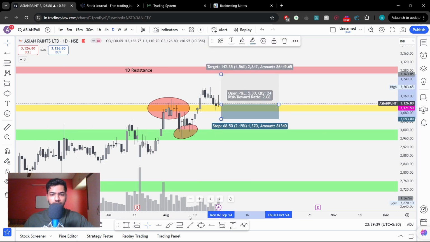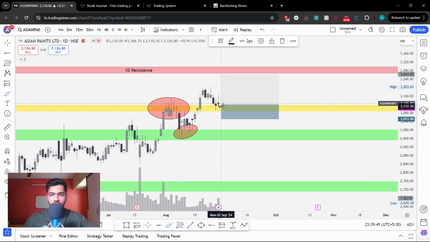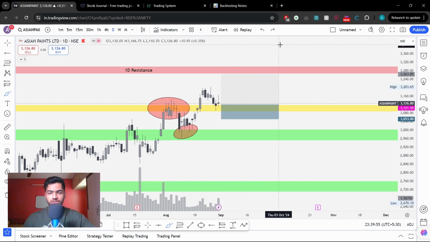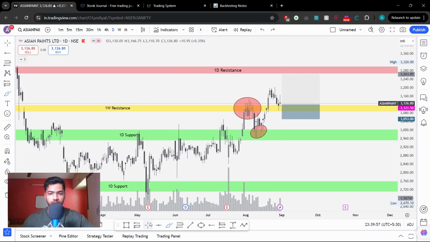this will be my target. Again, if this forms a lower low and then breaks the structure, then only I'll take this trade. This forms something like this and breaks this structure of lower high lower low and moves upward, I will take this entry again, right? So this is the future plan for it. But basically I hope you learn something from this video.